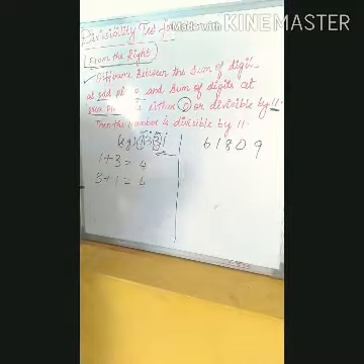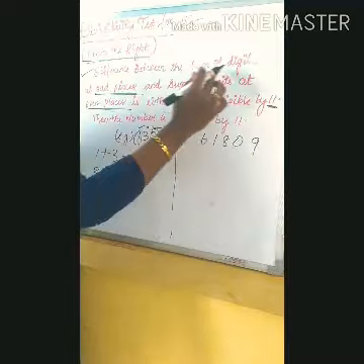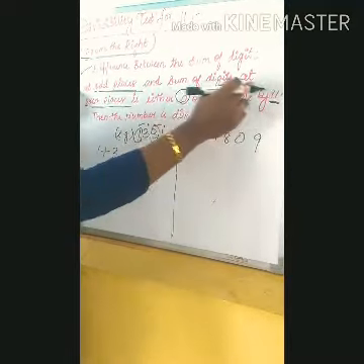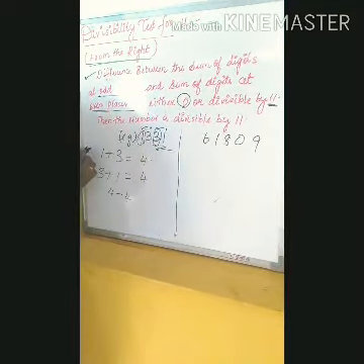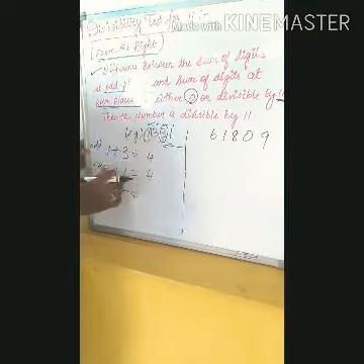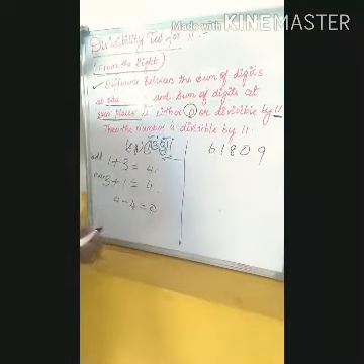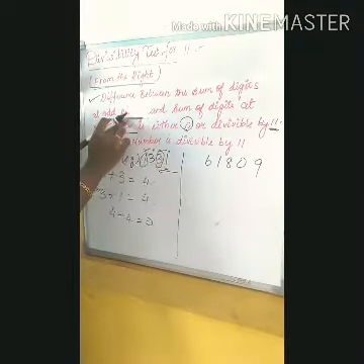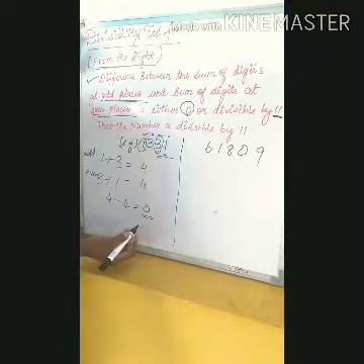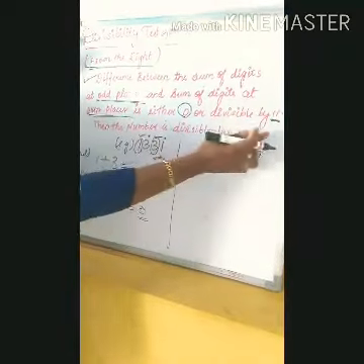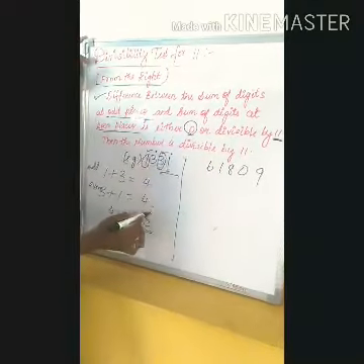What is meant by difference? Subtraction. So 4 minus 4. The sum of digits at odd places is here and the sum of digits at even places is here. The difference between these numbers is subtraction. So 4 minus 4 is 0. If the difference between the sum of digits at odd places and the sum of digits at even places is either 0 or divisible by 11, then the whole number is divisible by 11. We have obtained the answer as 0.